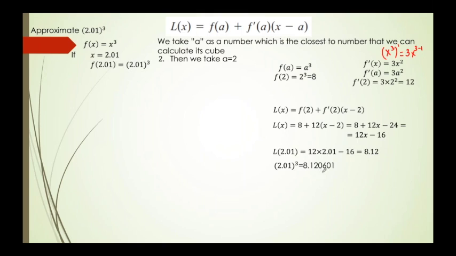What's the correct value of 2.01 cubed? It is 8.120601. So we are approximately correct. The whole parts are the same, the tenths part is also the same, the hundredths part is also the same, and the next part is not the same. So we are approximately correct. We just want to approximate the original value.